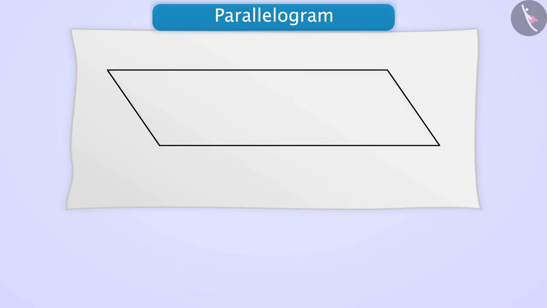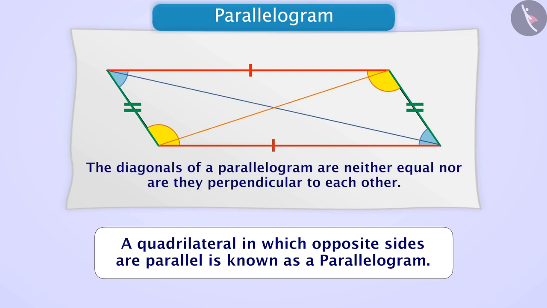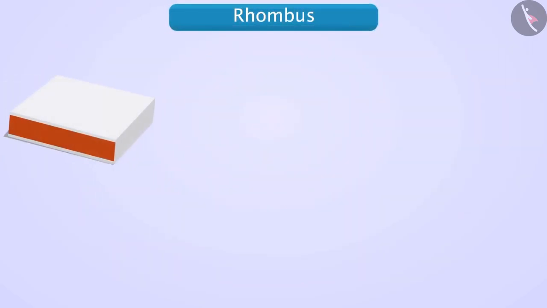Here the measure of the angles will not remain at 90 degree. Instead, it would have changed. But even then, the opposite sides will be parallel. Such a quadrilateral in which the opposite sides are parallel is known as a parallelogram. Along with being parallel, the length of the opposite sides is also equal. Similarly, opposite angles of parallelogram are also equal, but the diagonals of a parallelogram are neither equal nor are they perpendicular to each other. Now let's understand a rhombus.